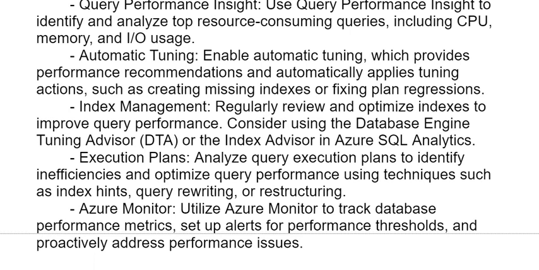Fourth one, execution plans. Analyze query execution plans to identify inefficiencies and optimize query performance using techniques such as index hints, query rewriting, and restructuring. The fifth one is Azure Monitor. Utilize Azure Monitor to track database performance metrics, set up alerts for performance thresholds, and proactively address performance issues.